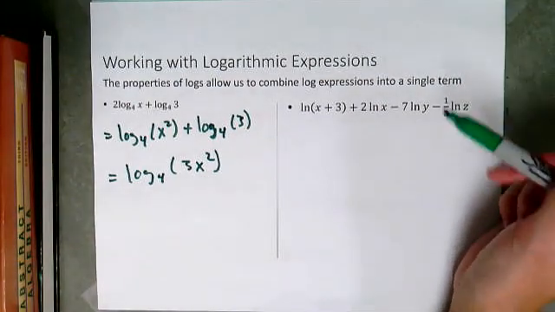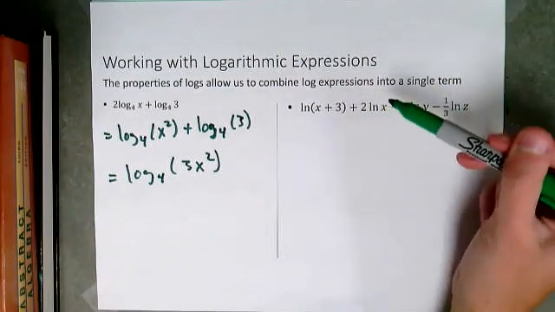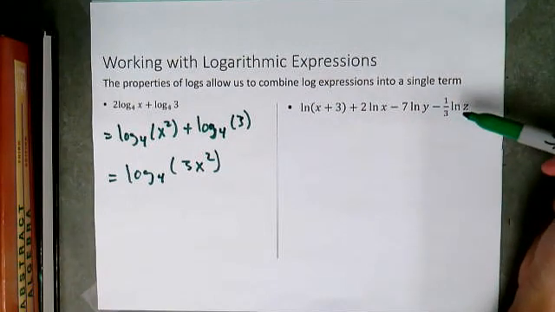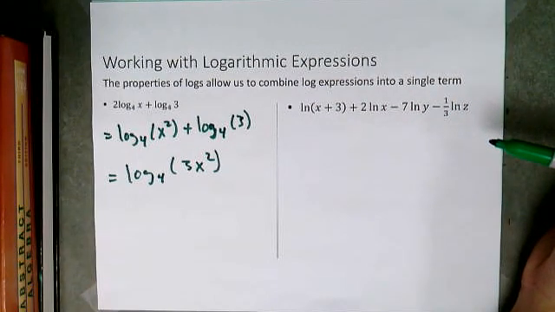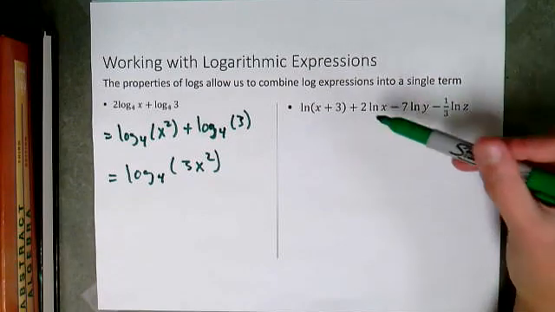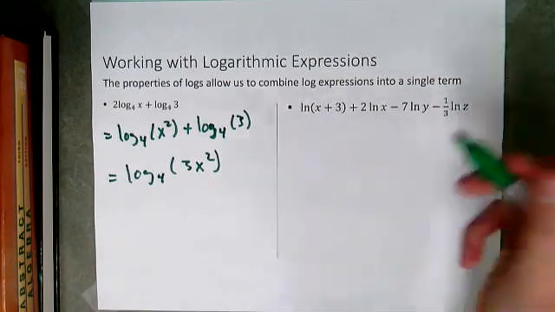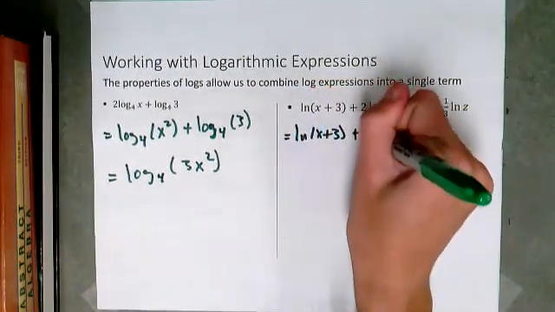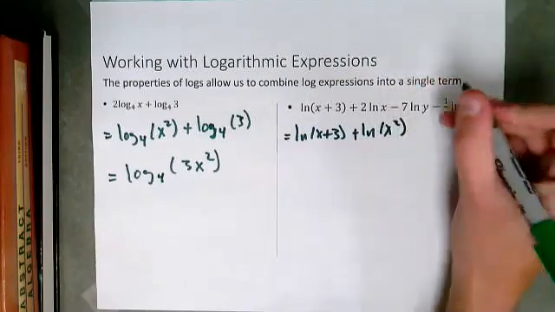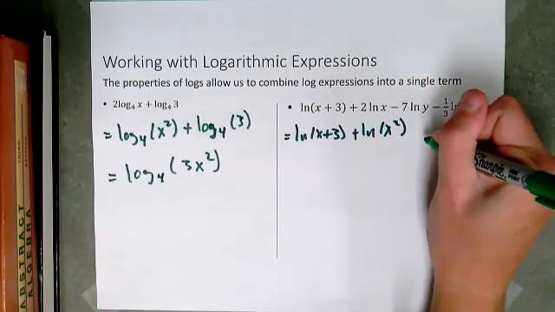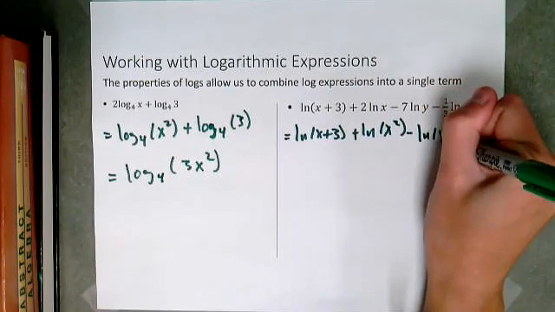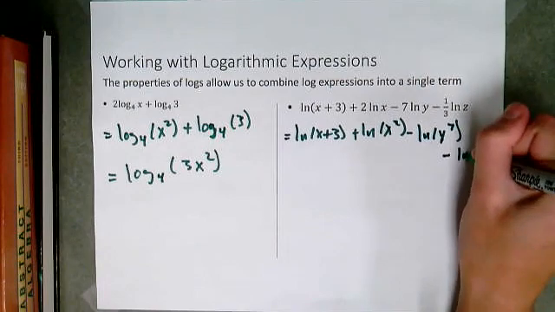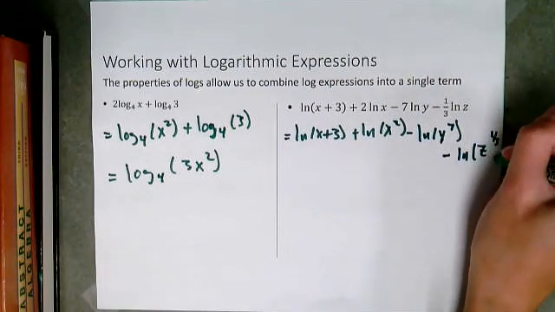All right, next example. Natural log of x plus 3 plus 2 times natural log of x minus 7 times natural log of y minus 1/3 natural log of z. Okay, that's a little bit more. Well, let us put these coefficients back up in the exponent slot first. So this is natural log of x plus 3 plus natural log of x squared minus natural log of y to the 7th minus natural log of z to the 1/3.